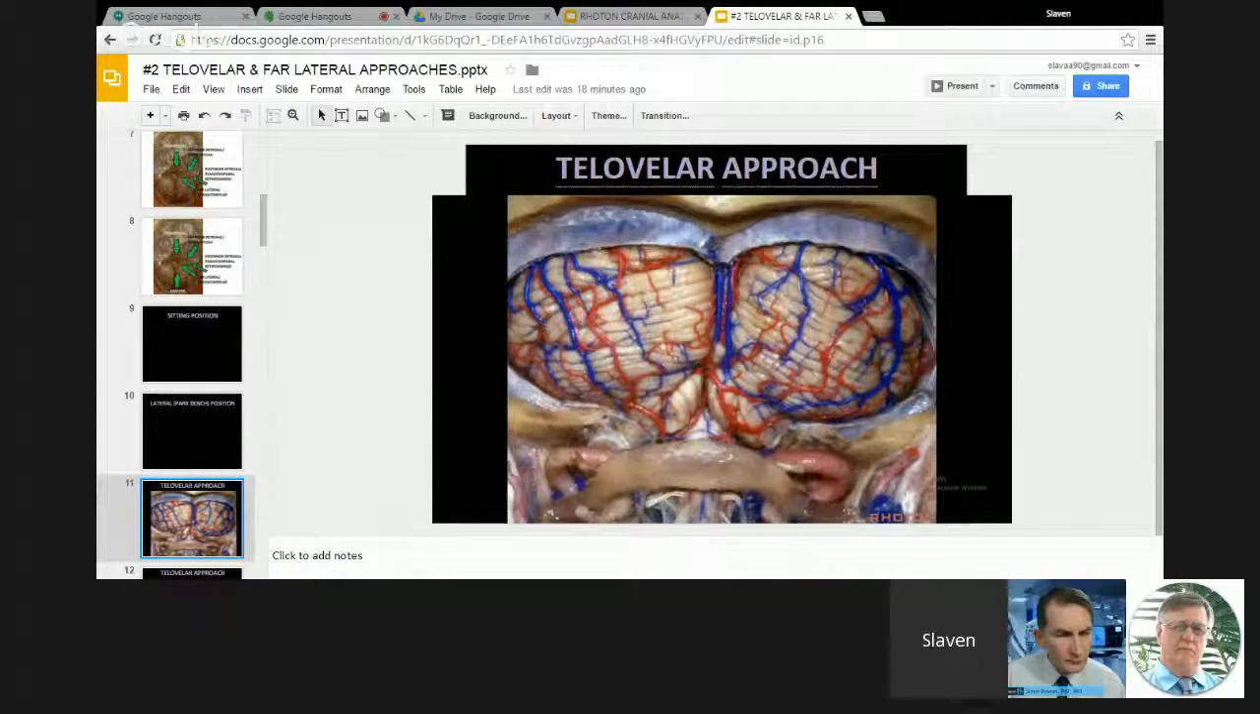In this next picture, when we remove the brainstem, we can see the vascular.